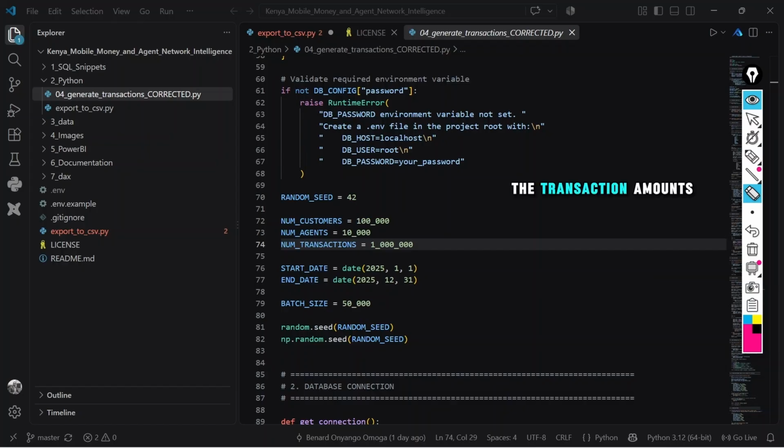Third, the transaction amounts follow a log normal distribution, meaning most transactions are small with a realistic tail of larger ones. That's how real mobile money data looks. And fourth, provider selection is weighted by real market share. M-Pesa at roughly 80%, Airtel at 11%, and the bank agency banking handled the remainder.